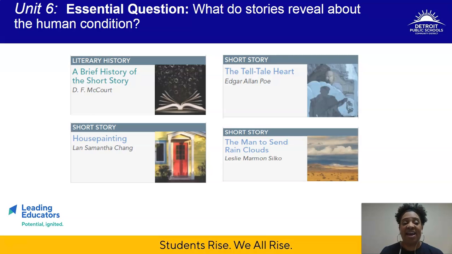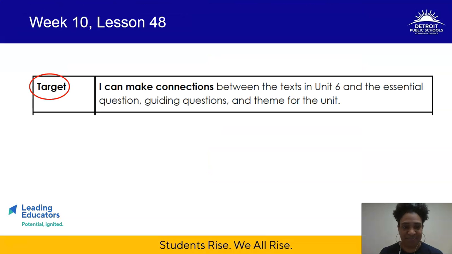And so as we progress through Unit 6 and we think about the sum total of all of these unit texts, hopefully you're able to answer that question readily. Our learning target for Lesson 48: I can make connections between the text in Unit 6 and the essential question, guiding questions, and theme for the unit. Tall order, but you're prepared to do so. We started down this path in the previous lesson, and we're going to bring it to full completion today.